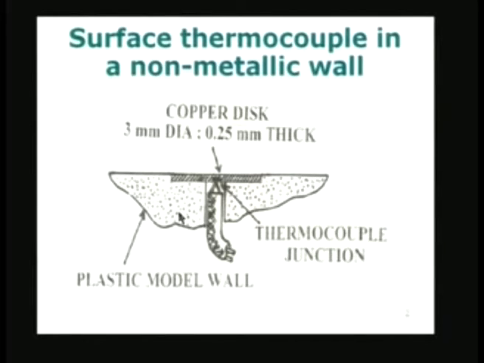The nature of the material is going to play a role. That is why, in order to measure the surface temperature, I have used a copper disc which is embedded on the surface. The copper disc is a very thin copper sheet, 0.25 millimeter thick in this case, and the diameter is roughly 3 millimeter. It is like a button which has been embedded on the surface, flush mounted on the surface.